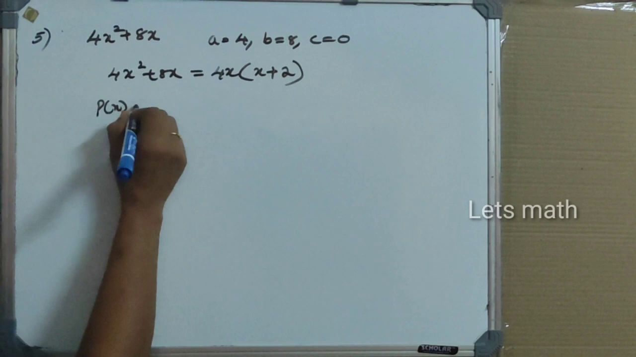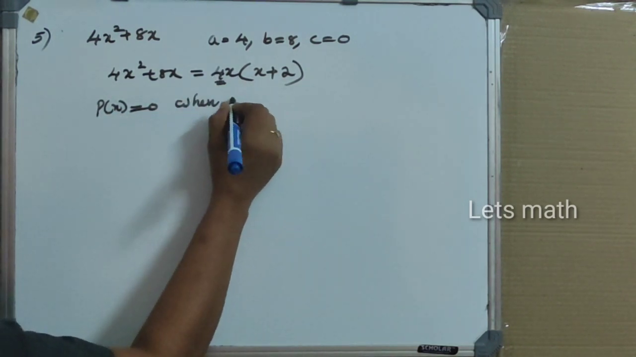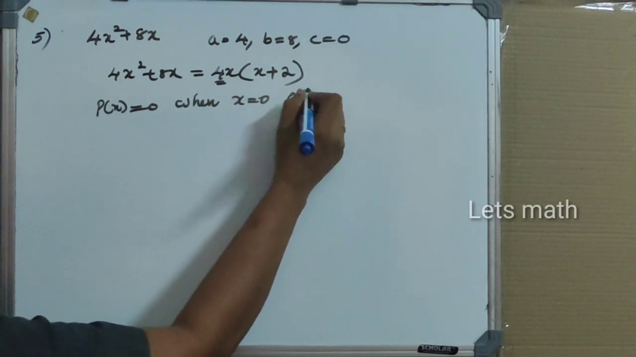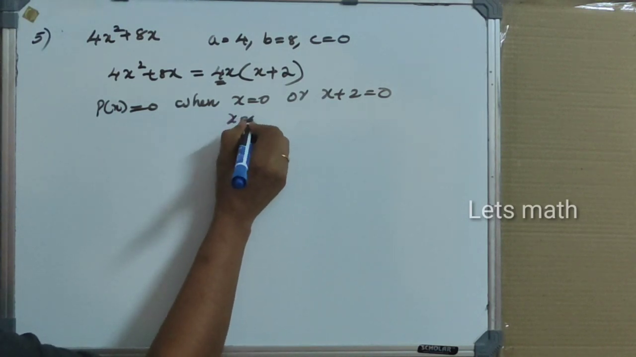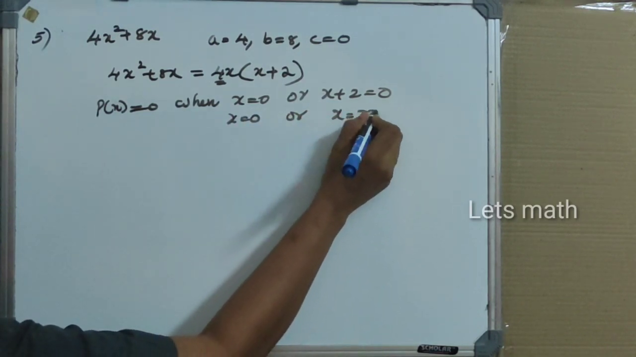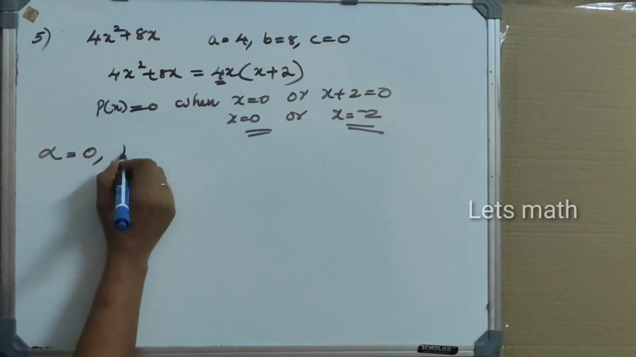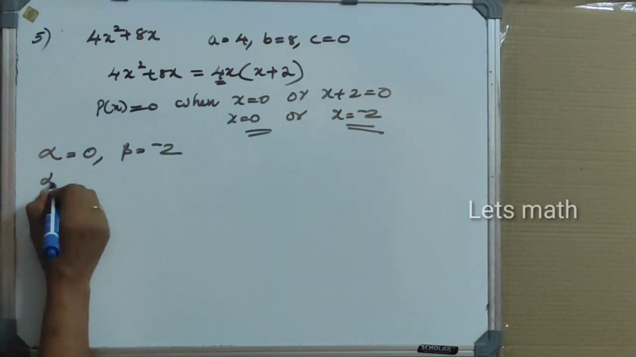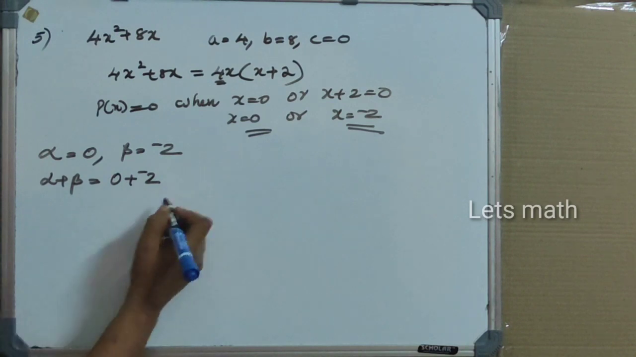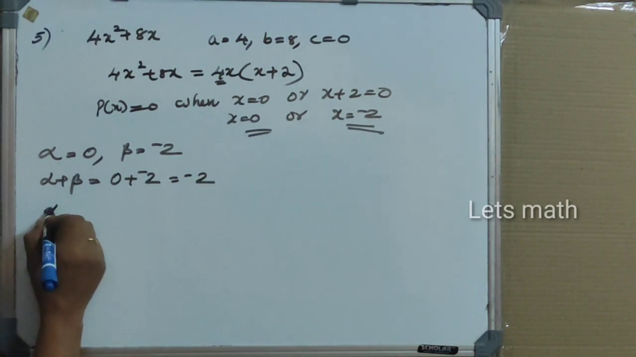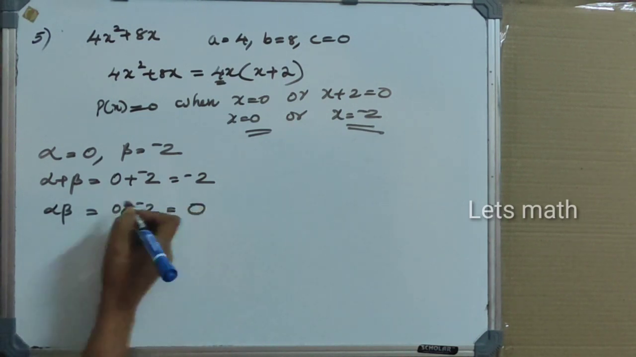Again, p of x equals 0 when, since 4 cannot be equal to 0, x can be equal to 0 or x plus 2 can be equal to 0. So x equal to 0 or x equal to minus 2. These are the zeros. Now alpha equal to 0, beta equal to minus 2. The sum of the zeros, alpha plus beta, 0 plus minus 2, equals minus 2. Alpha beta, 0 into minus 2, equals 0.